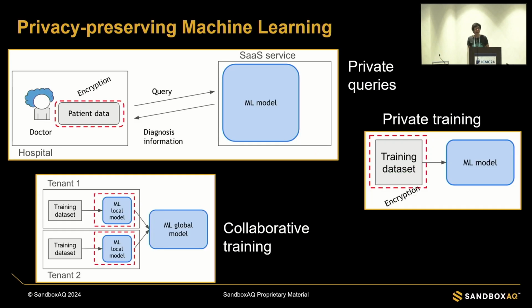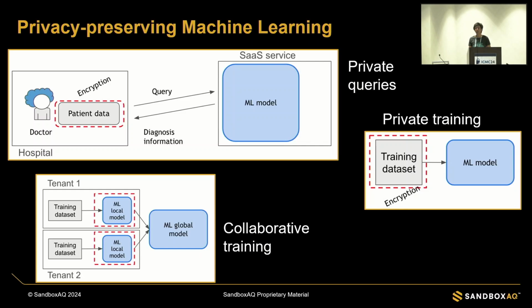And then, of course, another very interesting use case is privacy-preserving machine learning. Imagine that we have a machine learning model in a SaaS service, where we can be provided a diagnosis based on patient data, but of course we may be reluctant to send our medical data to a cloud service. So with FHE, we can send the data encrypted and still retrieve the diagnosis without leaking the medical information to the server.